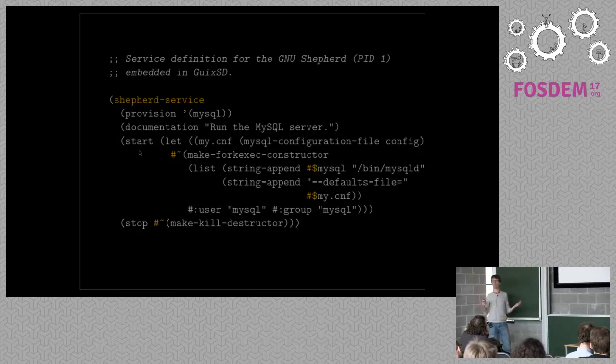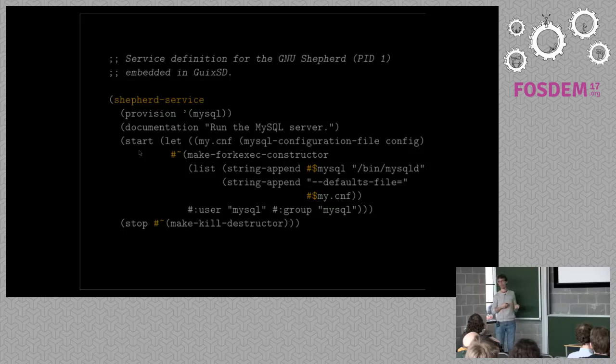And here we have this hash tilde thing. If you're familiar with some sort of Lisp, you could think of it like quasiquote, which means we're essentially introducing code here, literal code that will end up in the Shepherd itself. So it's not being executed right now, we're just producing code for execution at runtime, right? And so this is the code that the Shepherd PID1 is going to execute when we start MySQL.